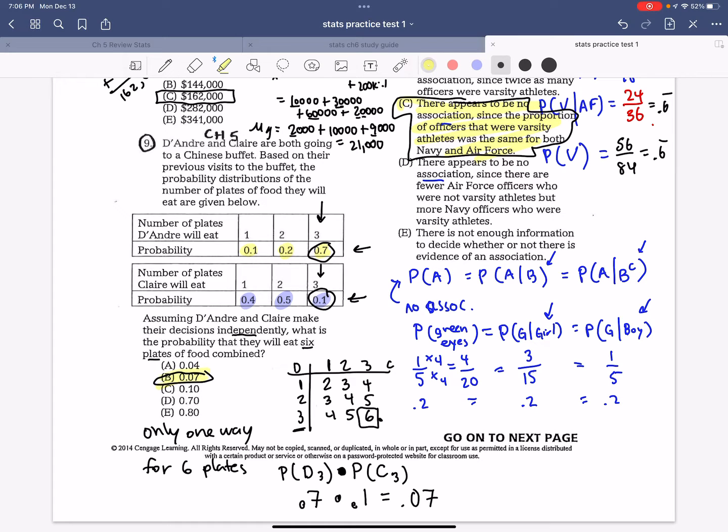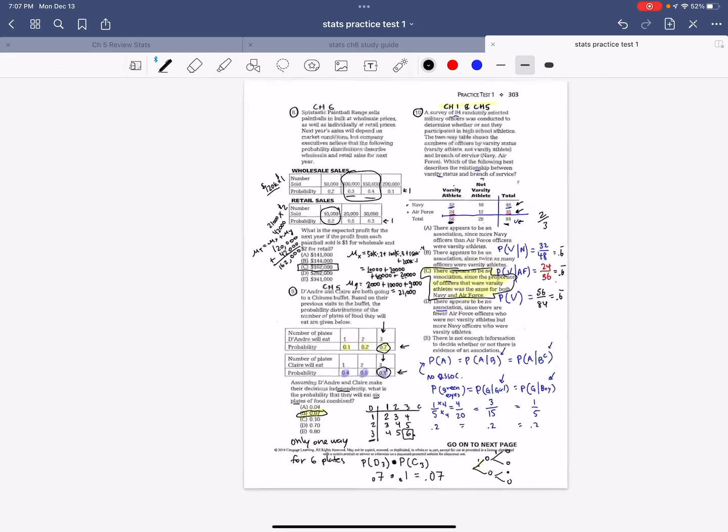This follows the probability that we did in chapter 5. You could also think of it as our probability tree, if you remember that. Remember, as we go from the first level of the tree to the next level, we multiply these probabilities across. And in the same way, we use that multiplication rule.